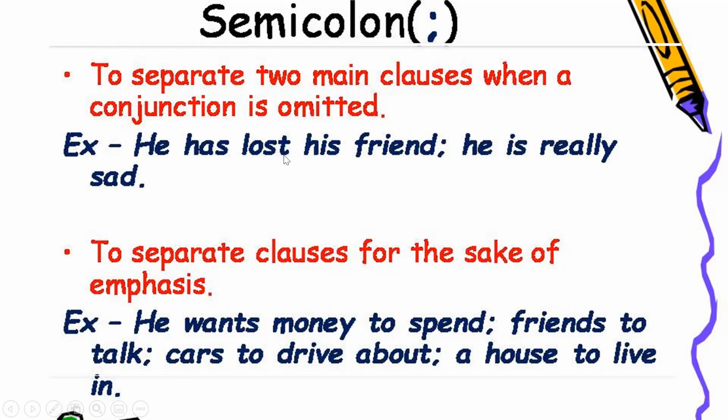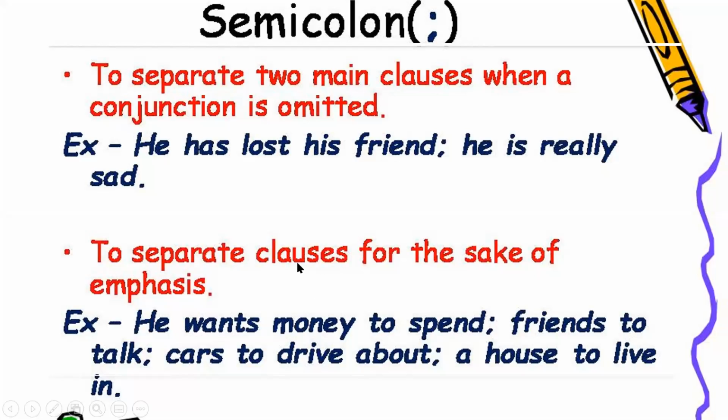But when my sentence is incomplete, he is really sad. Why is he really sad? Because he has lost his friend. And I have not used a conjunction. In that case, we can use a semicolon also, because this is one sentence and this is another sentence completely. But since these two sentences are connected and we have omitted to write a conjunction, we will separate it using a semicolon, which indicates that the sentence is not complete. We have just paused a bit.